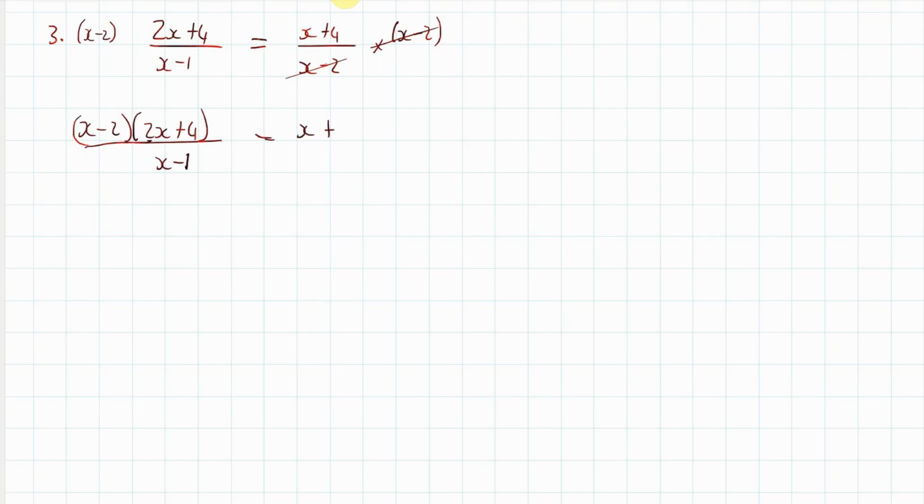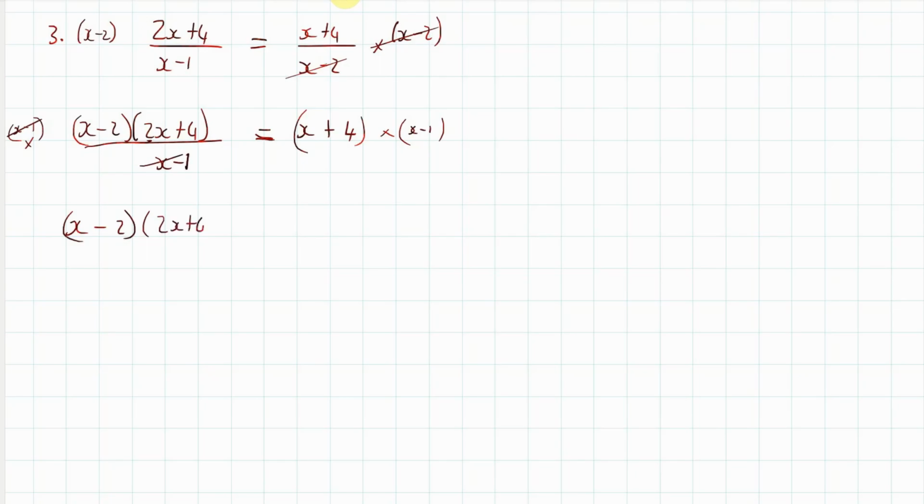equals x plus 4. And then what we can do is we can times both sides by x minus 1, and that'll cancel out this on the side. And if we're timesing this side by x minus 1, what we'll get in effect is this.